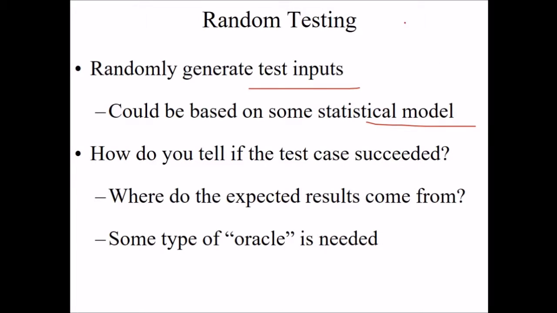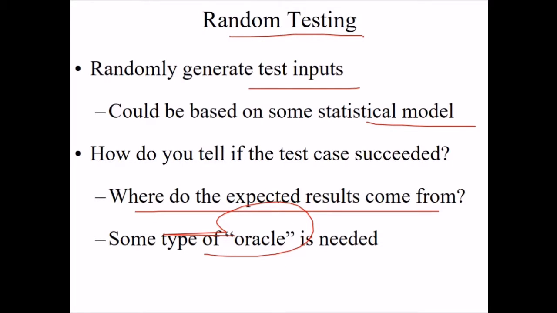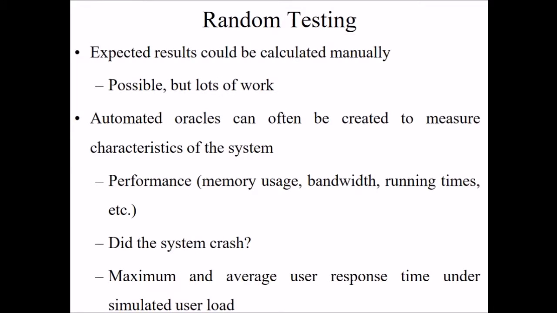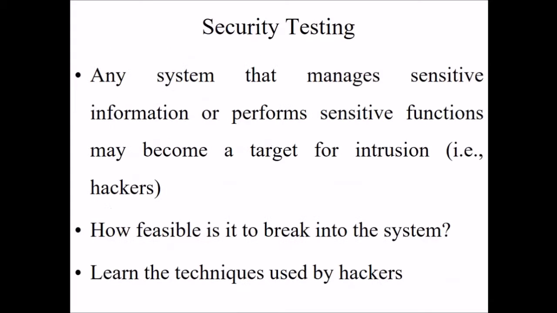So how do you tell if the system or test case succeeded? Where does the expected result come from? Some type of oracle is needed. This is why it is random testing. You just randomly check, and sometimes you find, oh, this is the error. With random tests, you find errors. Expected results could be calculated manually, which is possible but a lot of work. Automated oracles can often be created to measure characteristics of the system, like performance, did the system crash, or maximum average user response time under simulated user load.